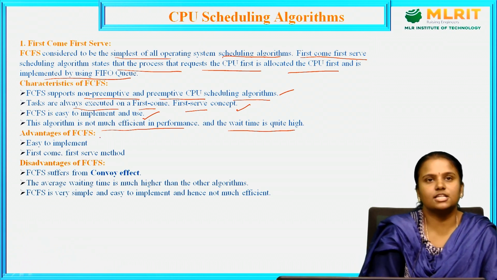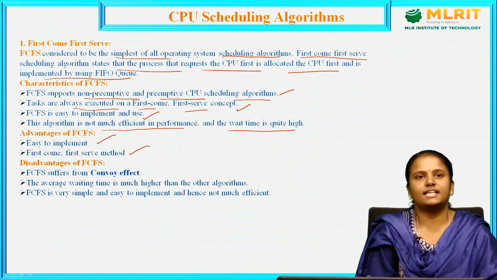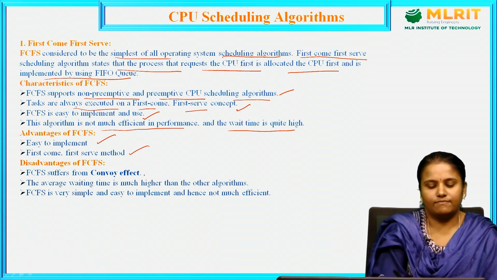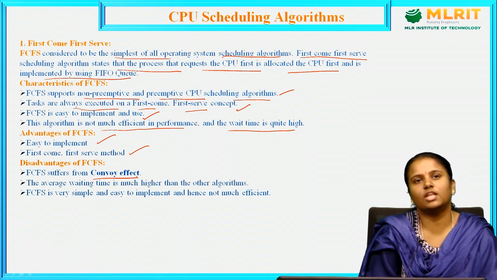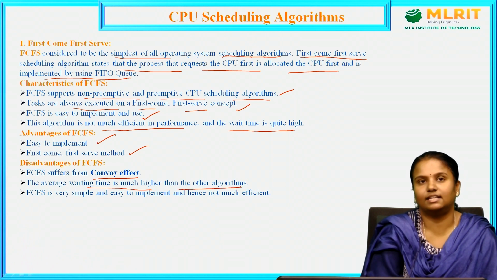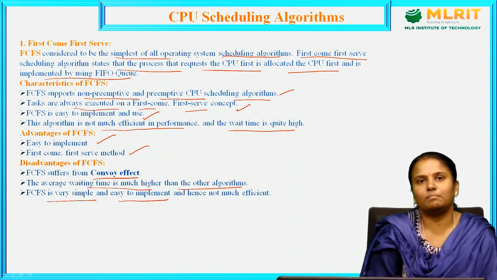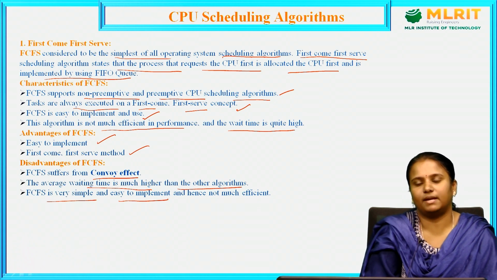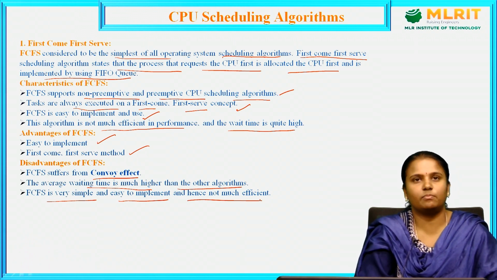Next, what are the advantages of FCFS? It is easy to implement and it is a first come first serve method. What are the disadvantages of FCFS? FCFS suffers from the convoy effect, meaning how processes are kept waiting. Let us see it with a diagram and an example problem. The average waiting time is much higher than other algorithms. FCFS is very simple and easy to implement, and hence not very efficient. So let us see our first problem on FCFS.